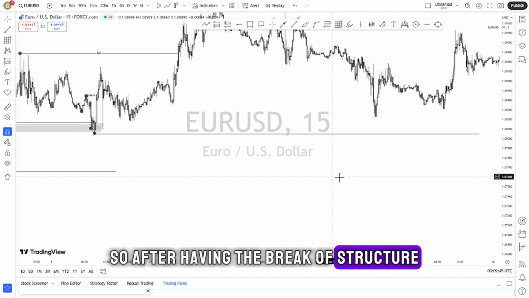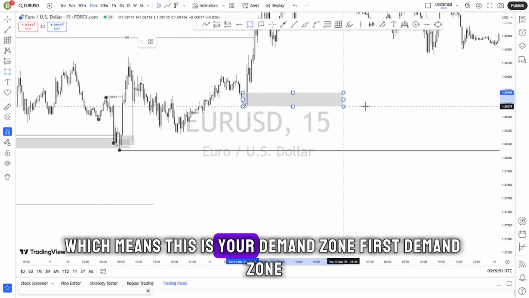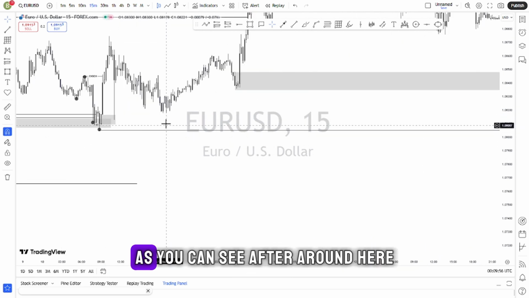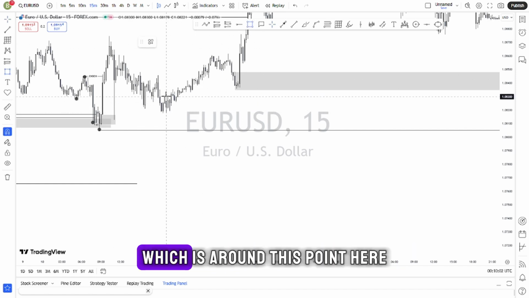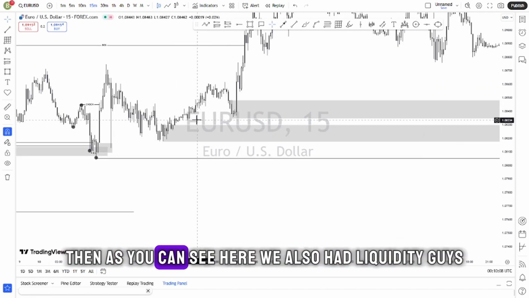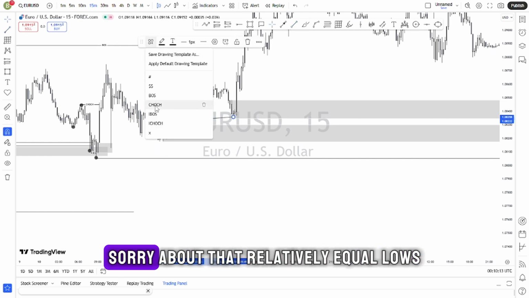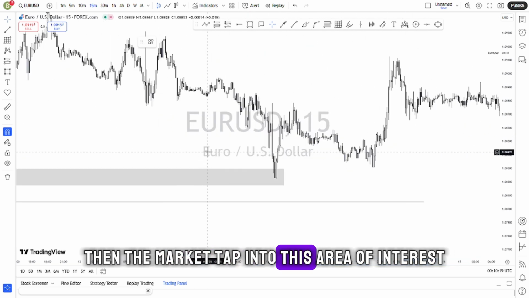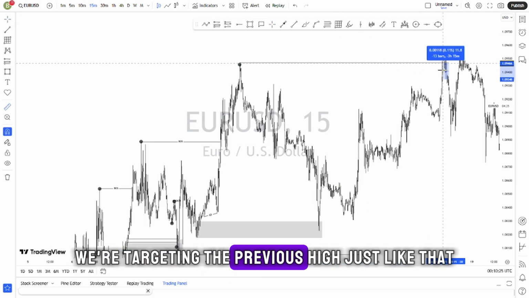After the break of structure, you need to map out your area of interest. As you can see here, we had a fair value gap, which means this is your demand zone. First demand zone, you can have multiple demand zones. After around here, we also had a sell to buy candle, which is around this point here. Just like that, you can just extend it. Then as you can see here, we also had liquidity, guys: relatively equal lows. Then the market tapped into this area of interest, which means whenever we tap into that area of interest, we're targeting the previous high, just like that.